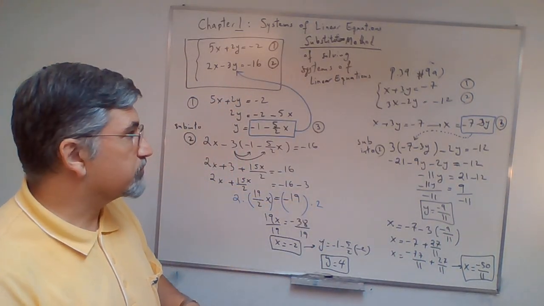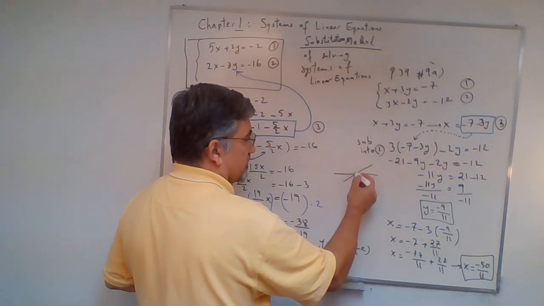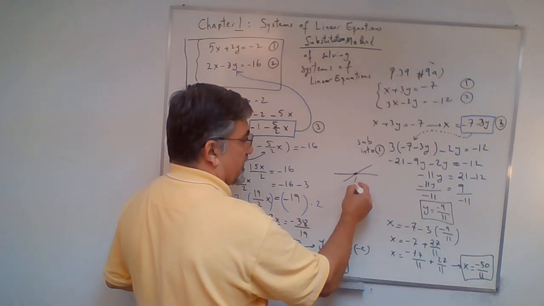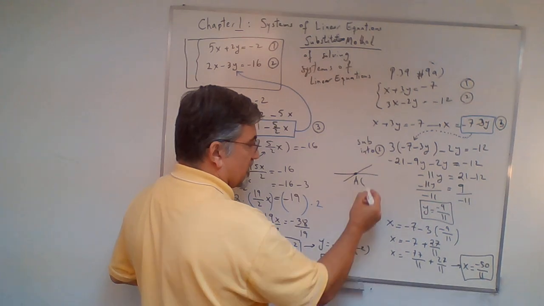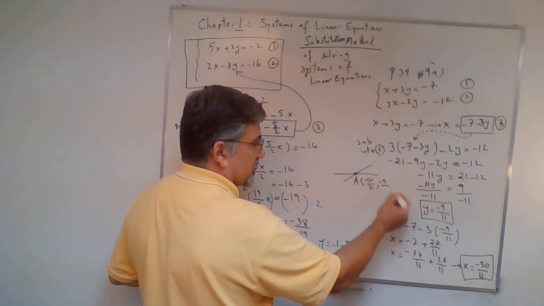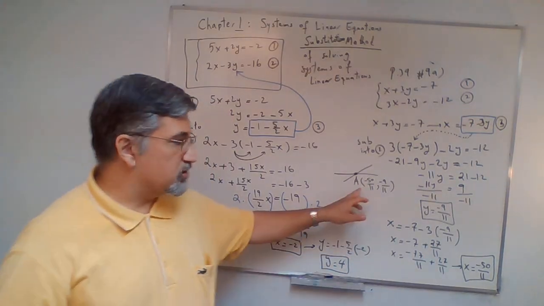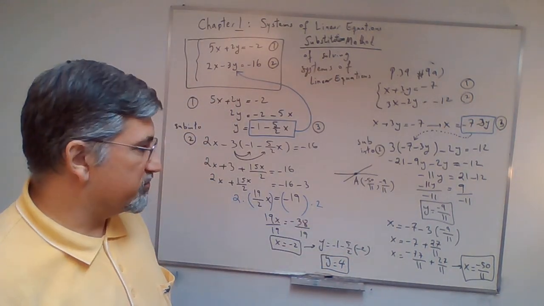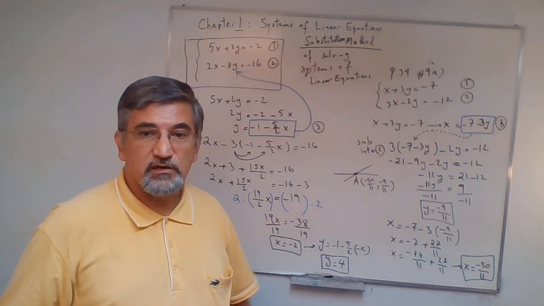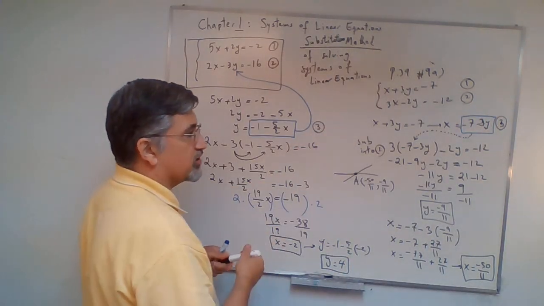So graphically speaking, if somebody graphs those two lines, they will intersect one another at some point A, whose x coordinate is negative 50 over 11, and the y coordinate is negative 9 over 11. Okay? I know these are not integers, but that's totally okay. You may sometimes get fractions as the answers. Okay? So this was page 39, number 9A.